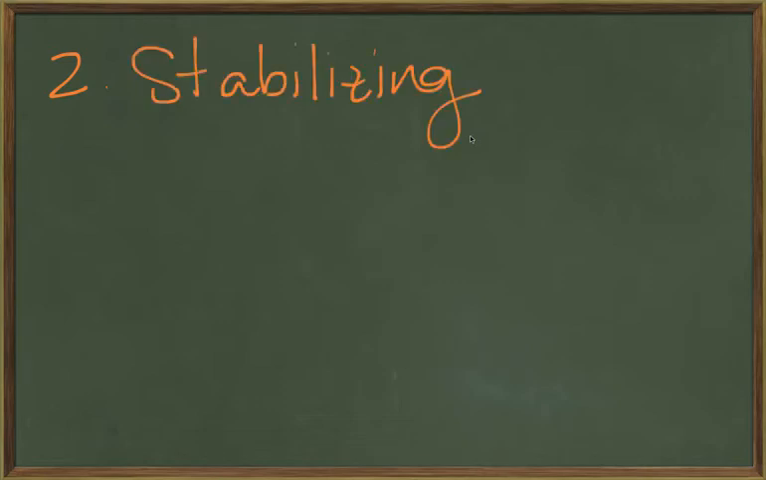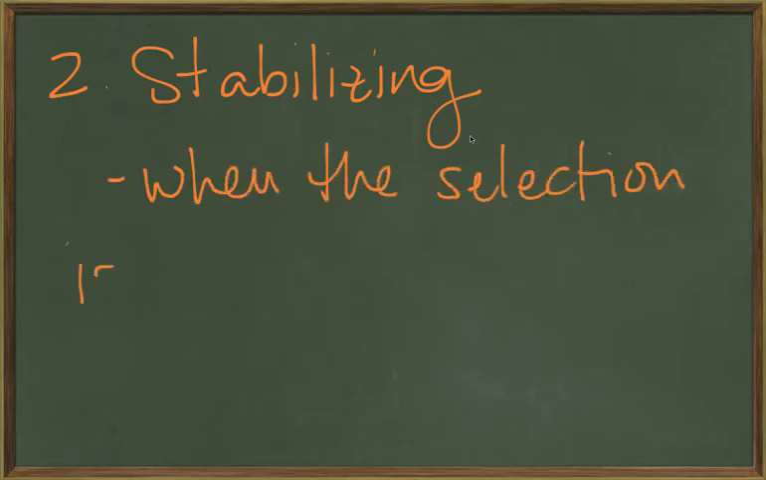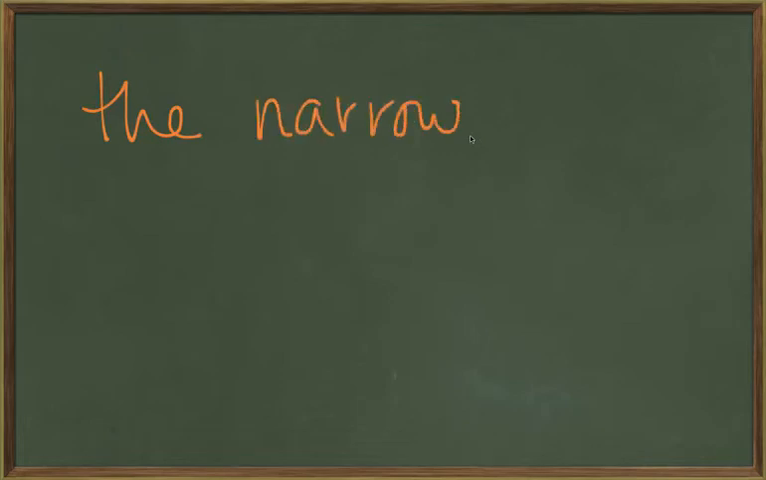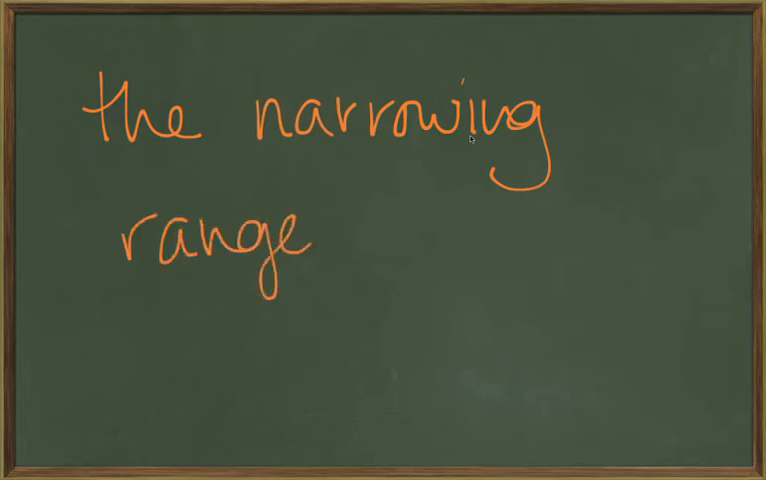The second type of selection is called stabilizing. This is when the selection is for the middle of the bell curve. The narrowing range of phenotypes.